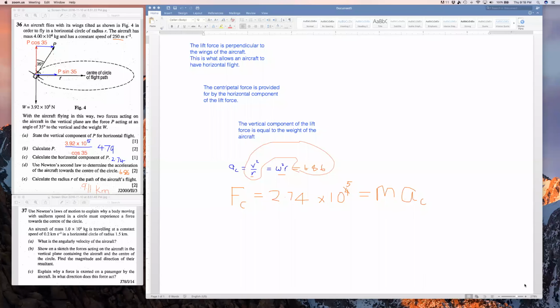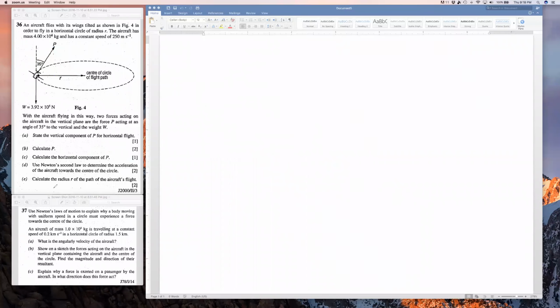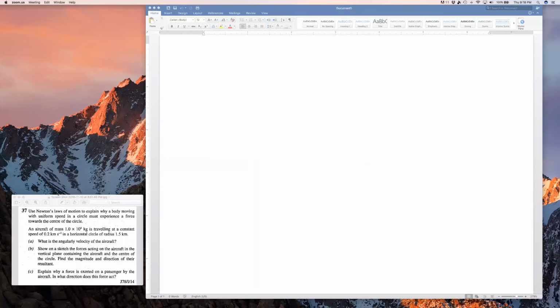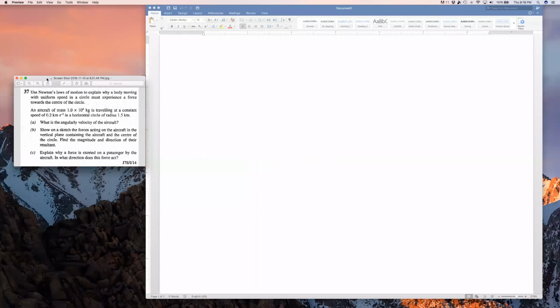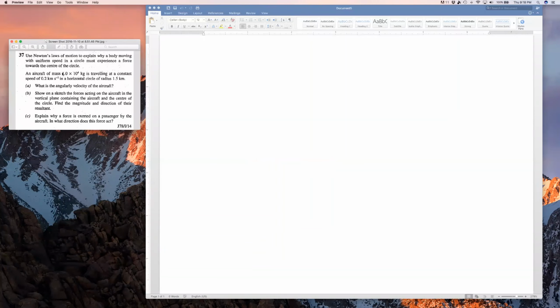I'm clearing all drawings. The next question is a gravitation question that we scheduled to do tonight. Not gravitation, sorry, another circular motion question. We're not looking at gravitation until next week. Next week, Tuesday, we look at gravitation.